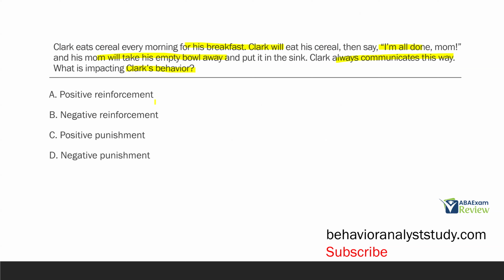A, positive reinforcement. Positive reinforcement, the consequence, something is added. Here, something's being taken away. That empty bowl is taken away. Clark is being impacted by B, negative reinforcement. Not going to be C or D because it's not punishment. How do we know it's not punishment? Because Clark always communicates this way. If Clark was being punished, he would not always communicate this way. He would stop communicating this way. What is impacting Clark's behavior? B, negative reinforcement. That empty bowl is taken away.